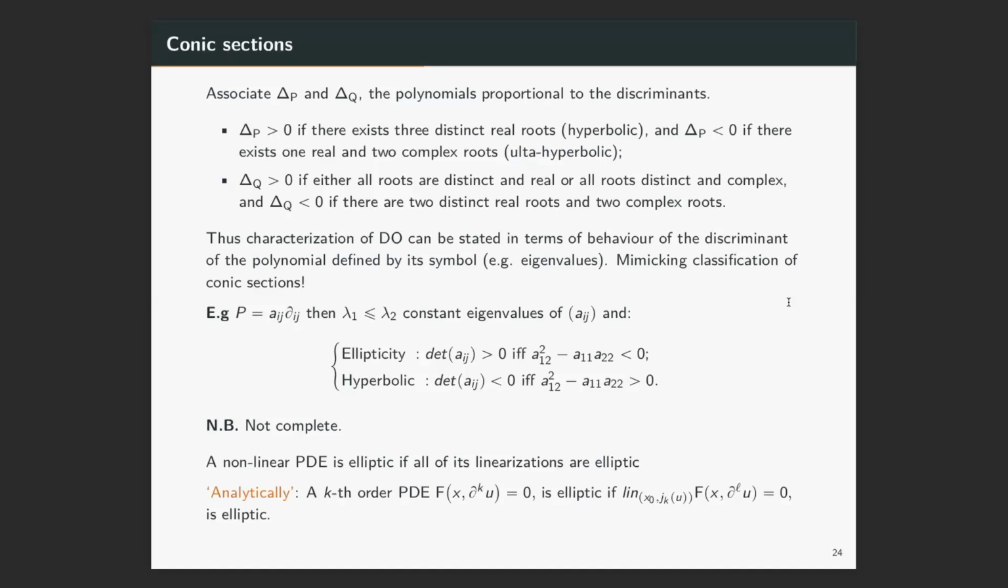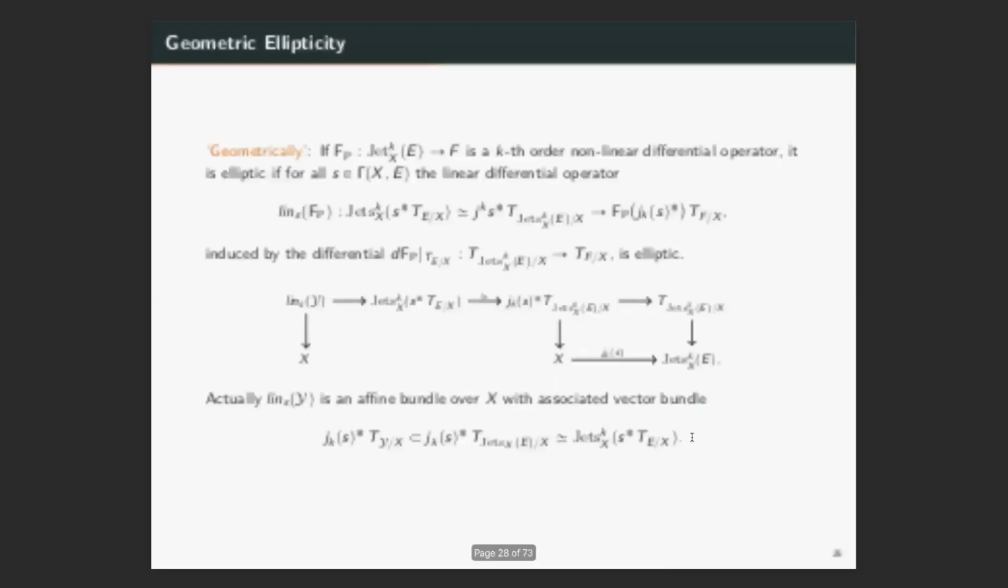For instance, there are also nonlinear PDEs that have behavior of a type in one region and not in the whole region. There are also ones that don't have any behavior of these types at all, and some that have multiple. These are so-called mixed type PDEs, and they're very hard to understand. So in this analytic setting, you would say a kth order PDE is elliptic if its linearization at the k-jet of a solution is elliptic as a linear differential operator.